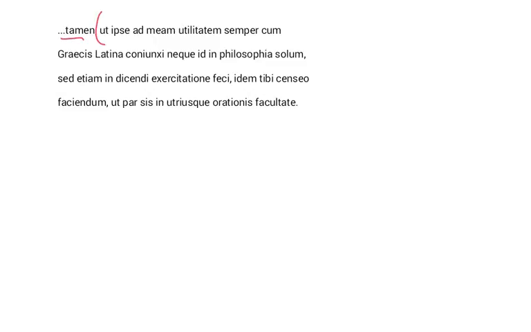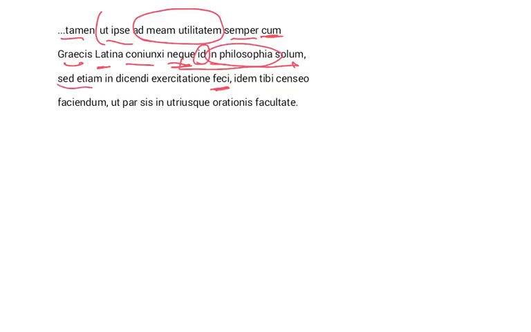Nevertheless, he says, and then we have the parenthetical, ut ipse, as I myself, have joined together always for my own advantage, ad meam utilitatem, Greek things with Latin things. Nor, he says, have I done this, feci. This thing, id, which remember summarizes all the previous clause, as often happens with a neuter singular pronoun. I have done this neque solum, not only in philosophia, not only in philosophy, sed etiam, but also in dicendi exercitatione, in the practice of public speaking. That's what dicendi means here.